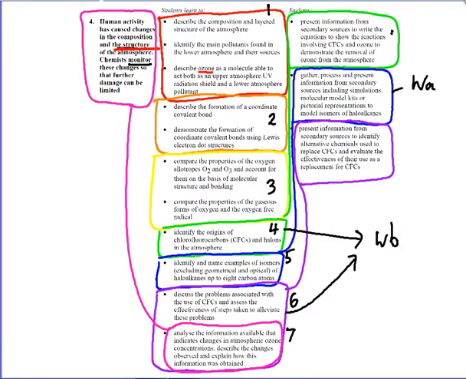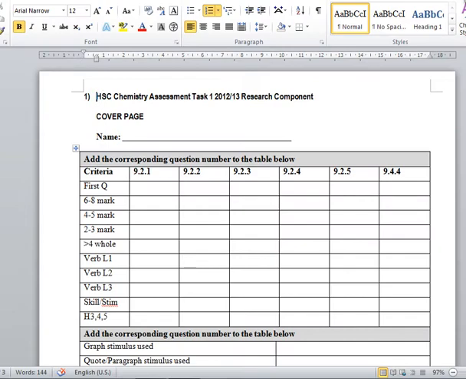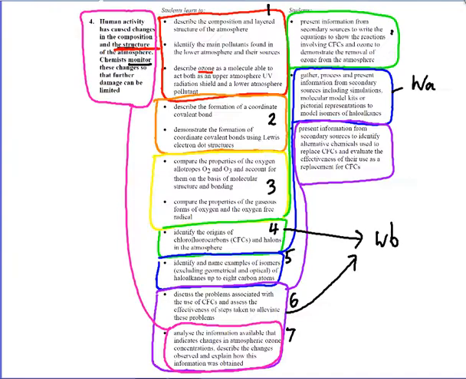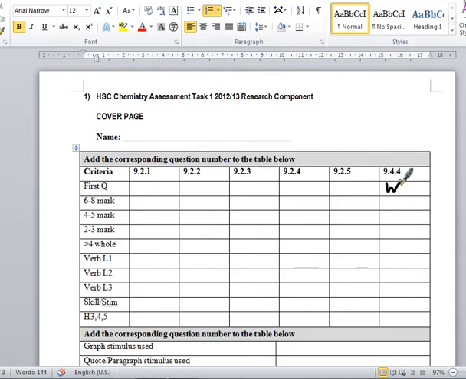And if we look, we can start filling in this little guideline table that you've been provided with as well. So the first question for 9.4.4 was question W. Question W was a 6 to 8 mark question. It wasn't a whole question though, it had parts. It did include a level 1 verb. W part A had identify, and it had a level 3 verb as well, because W part B had a justify. Was it a skill and stimulus question? Yes, it was. W part A required them to use a diagram.